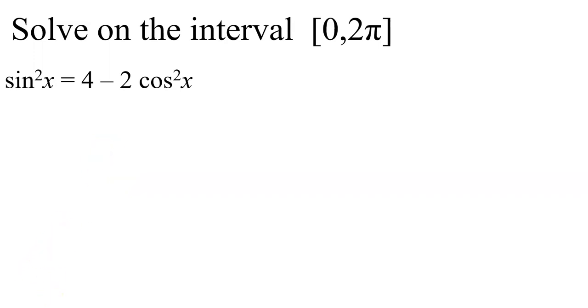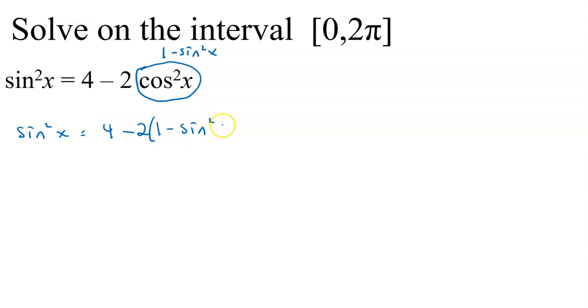All right, how about this one? Sine squared x equals 4 minus 2 cosine squared x. Well, here we've got both sine squares and cosine squares, so we can actually switch them back between either one. Here, let's turn this cosine squared into a 1 minus sine squared. And so I get sine squared x equals 4 minus 2 times 1 minus sine squared x. And so multiply through on the right-hand side. I get a minus 2 and a plus 2 sine squared x.